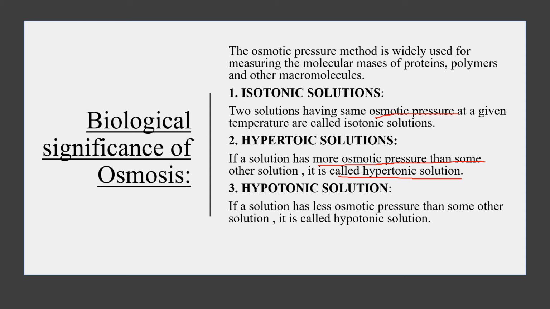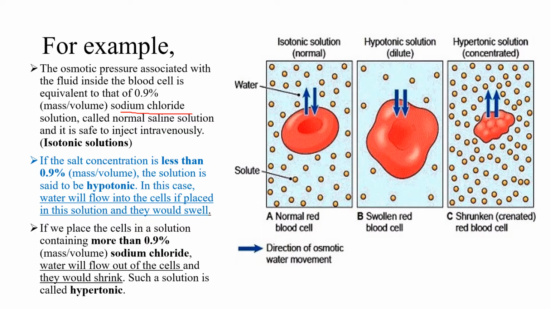Iso means same. When two solutions have the same osmotic pressure, then they are known as isotonic solutions. Hyper means higher. If one of the solutions has higher osmotic pressure than the other, then it is known as hypertonic. Hypotonic means when one of the solutions has lower osmotic pressure than the other one, then that is known as hypotonic solution.